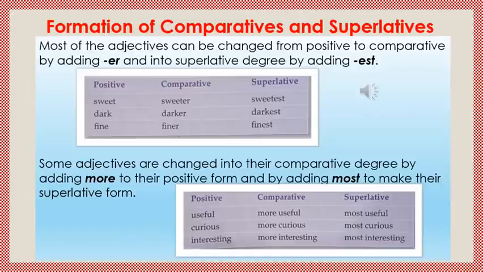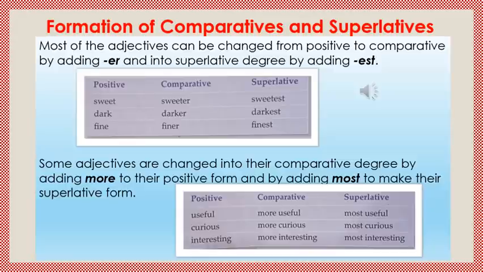Two or three examples you can see. Sweet, positive degree, and the comparative degree is sweeter. After sweet, we have just added "er", then we got the comparative degree. And the superlative degree, sweetest, S-W-E-E-T-E-S-T, sweetest. Second one, dark, darker, darkest. And the third one, fine, finer, finest. Okay, this is how we form the comparative and superlative degrees. This is one way.